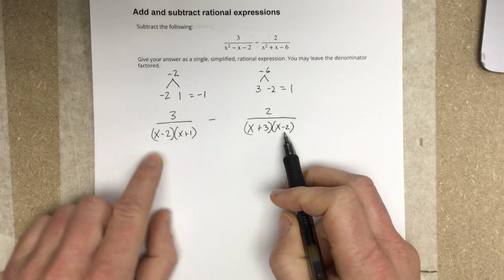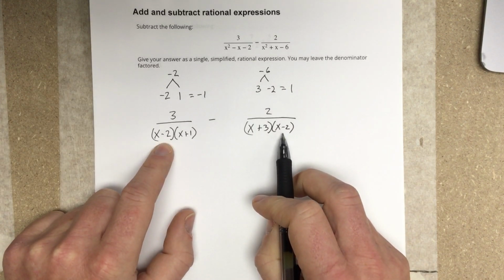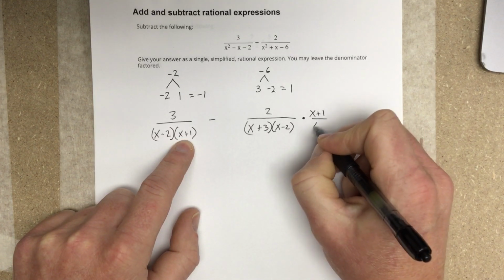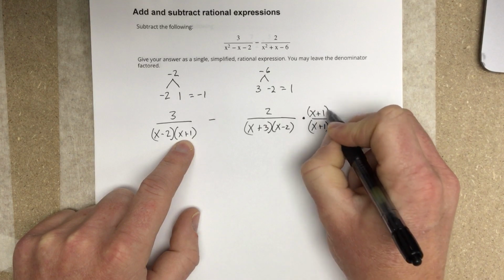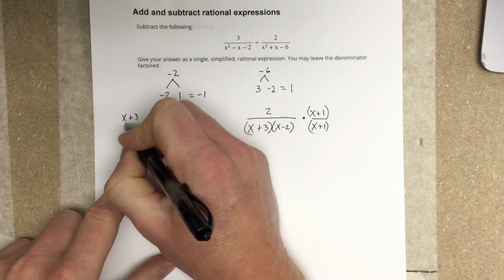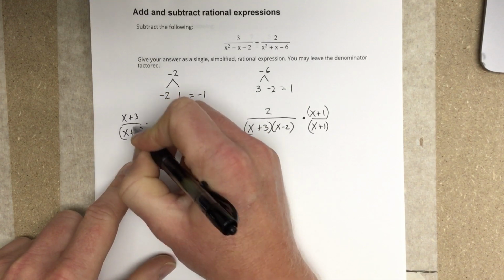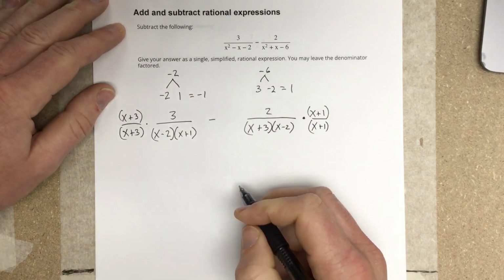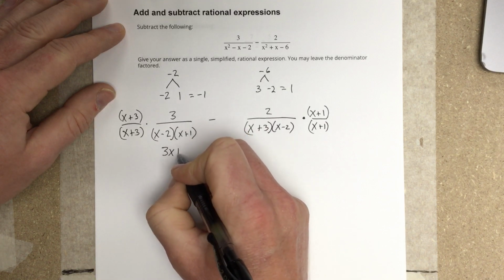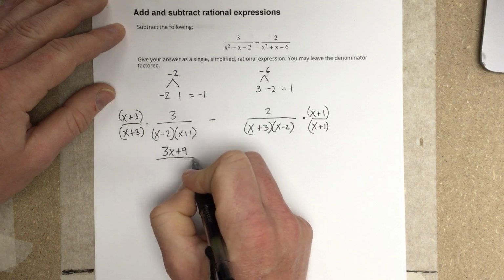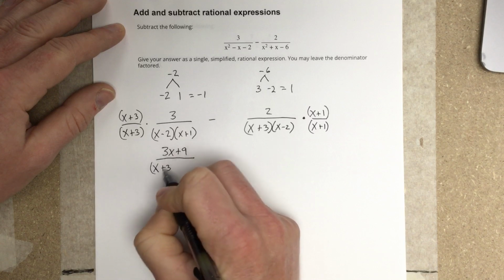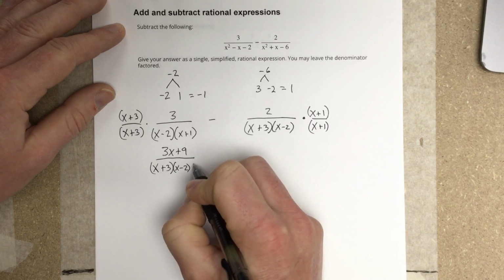Now you'll notice that they both have x minus 2 in the denominator. But the left one has x plus 1. So that means I need to multiply by x plus 1 over x plus 1 to the right fraction. And the right one has x plus 3, so I need to multiply x plus 3 over x plus 3 to the left fraction. When I do this multiplication, I can distribute the 3, so I get 3x plus 9 over x plus 3, x minus 2, x plus 1.